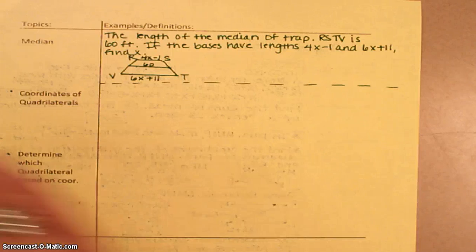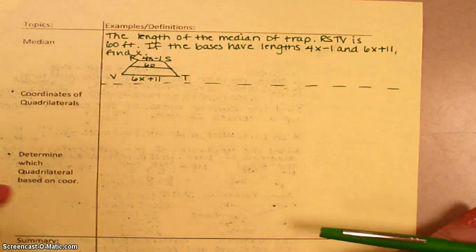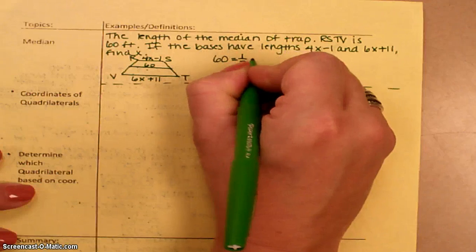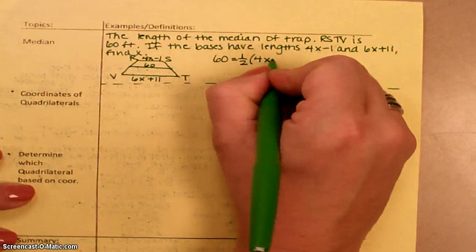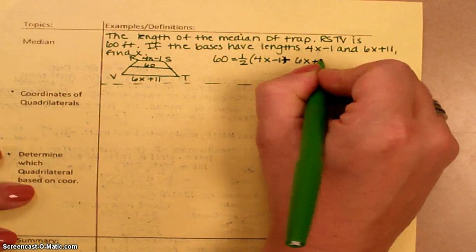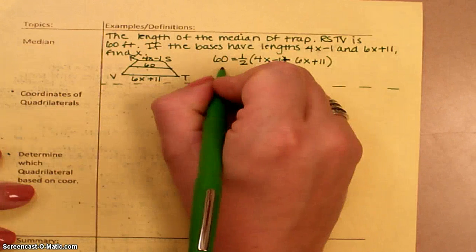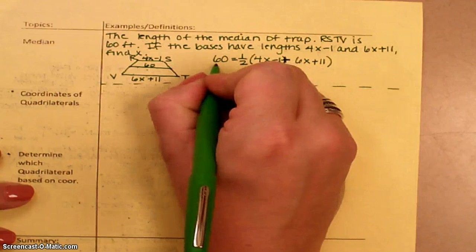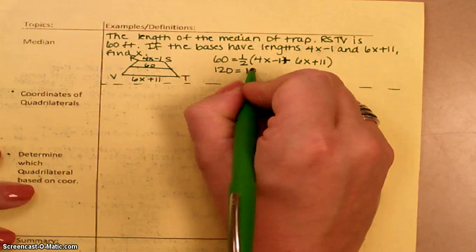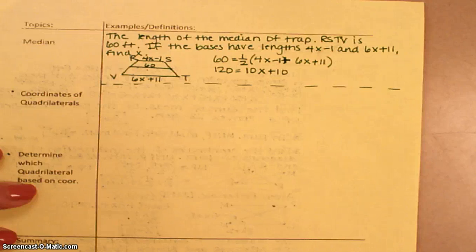Okay, so remember that the median is equal to 1/2 times the two bases added together. So the median equals 1/2 times (4x minus 1, plus 6x plus 11). Okay, so if we multiply this over first, we get 120. Combine like terms in here: 10x, that's a minus 1 plus an 11, so plus 10.